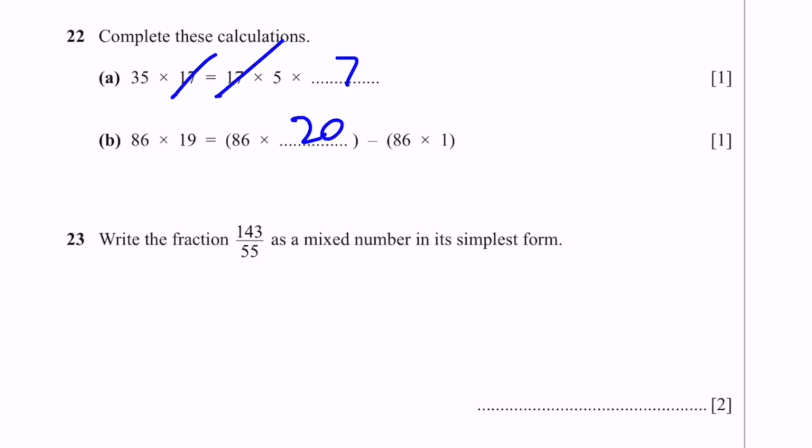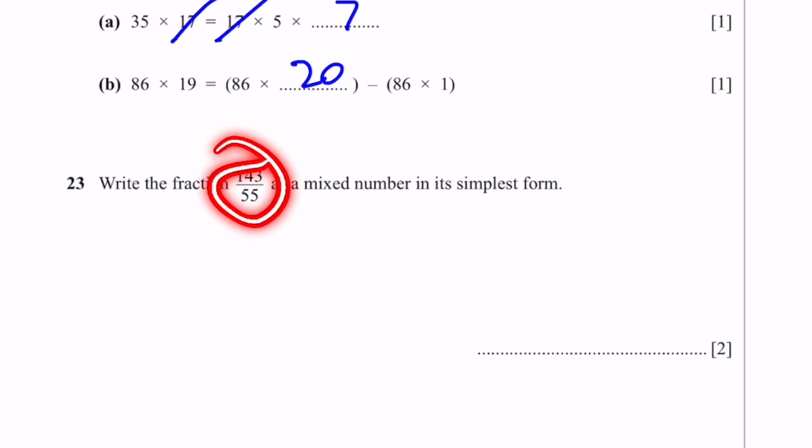Question 23. Write the fraction 143 by 55 as a mixed number in simplest form. First thing, we'll simplify it and then convert into a mixed number. You can do it the other way around, it's not wrong, but I'm just doing it the way I like it. So first we can divide these two sides by 11.